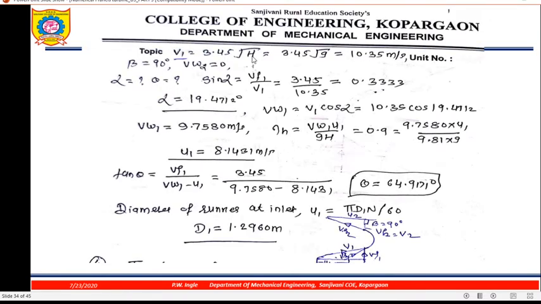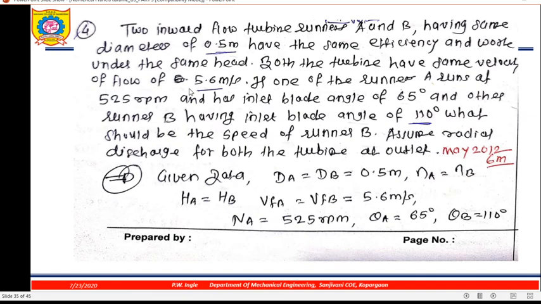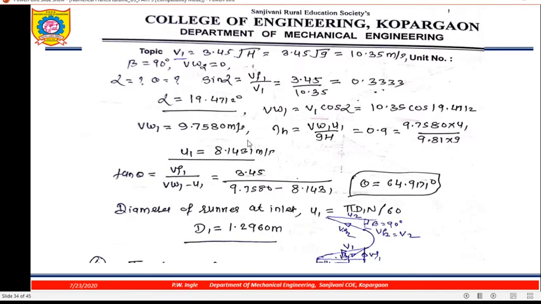V1 is 3.45 under root H, so 10.35, beta is 90, Vw2 is 0, alpha and theta you have to calculate. So sin alpha is Vf1 upon V1, so you are getting alpha angle. Now Vw1 is V1 cos alpha. Using the inlet velocity angle, calculate U1, then tan theta, so you will get theta angle. Now diameter at inlet D1. Likewise you can solve the problem.